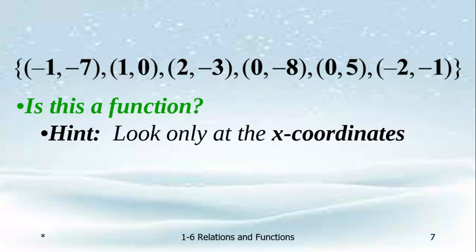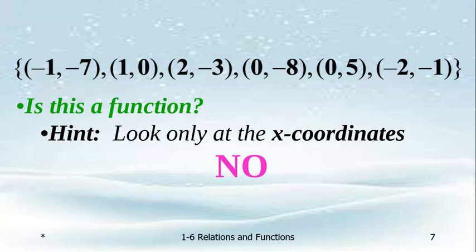And now let's look. What are our x coordinates? -1, +1, +2, 0, 0, -2. So did I have any of the same number more than once? Yeah, I had 0. I have a 0 going to a -8 and a 0 matched with a 5. You cannot have an x going to two different y's. So since I have a 0 and another 0, no, it's not a function.